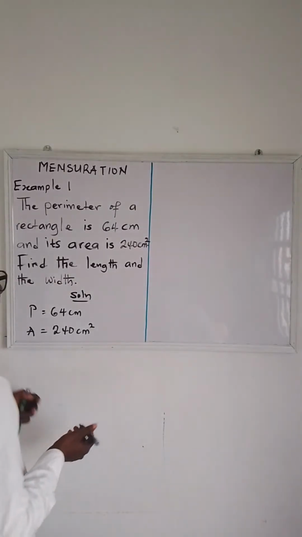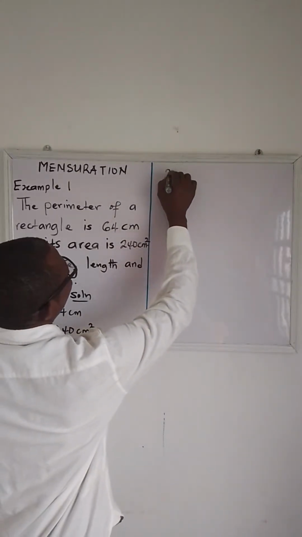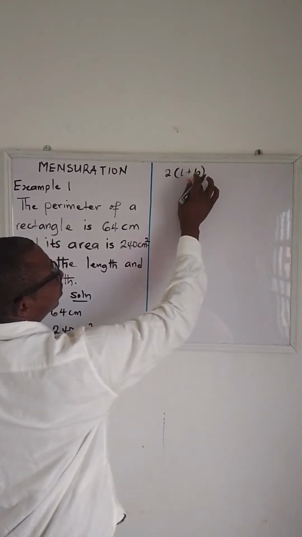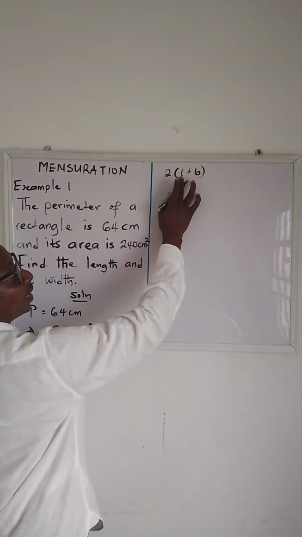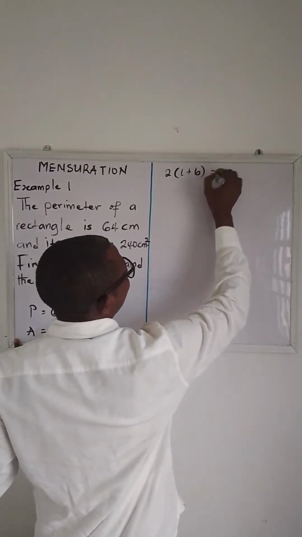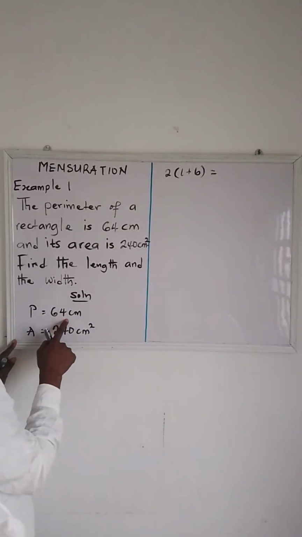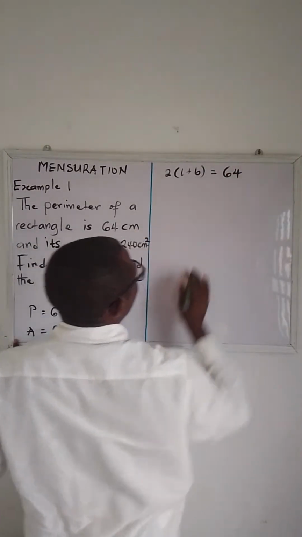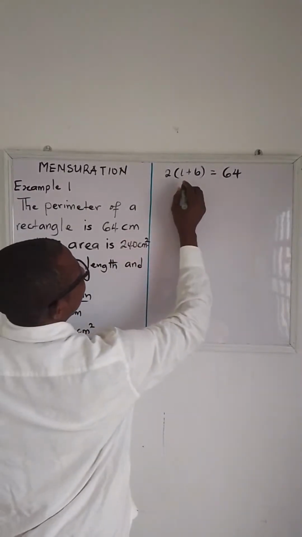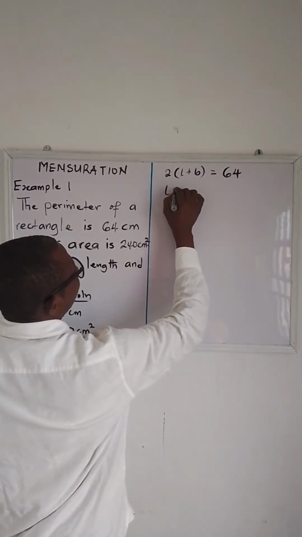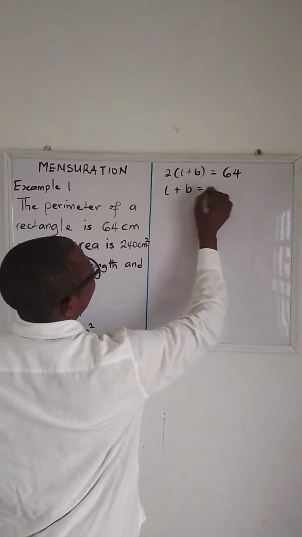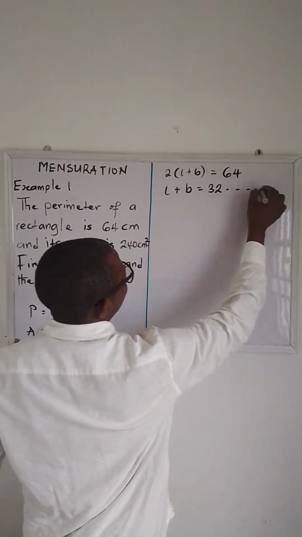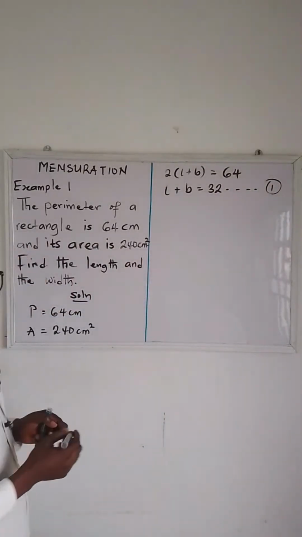So I can simply write 2 times (L plus B), where B is the width or the breadth and L is the length, equals the perimeter. Okay, and the perimeter here is 64, so we have 64. So I can simplify this to be L plus B equals, you divide both sides by 2, so we have 32. So this one is equation 1. I hope you understand that.